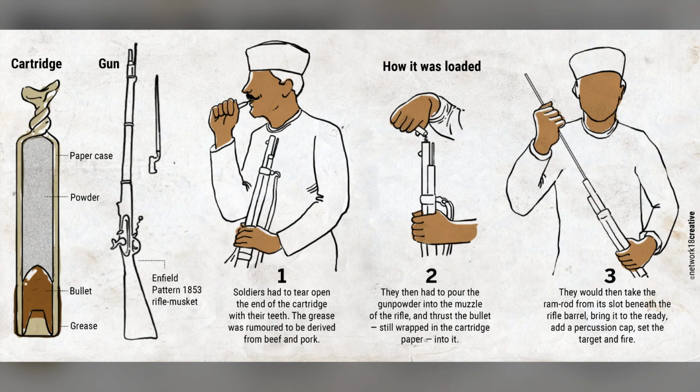Rumors quickly spread that the British had introduced new cartridges for the Enfield rifles, which needed to be bitten off before loading and were greased with cow and pig fat. These rumors were deeply offensive to Hindu and Muslim soldiers alike, with cows being considered sacred to Hindus and pigs being considered unclean by Muslims. The sepoys adamantly refused to use the cartridges, and when they were punished for their insubordination, they rose up in rebellion.